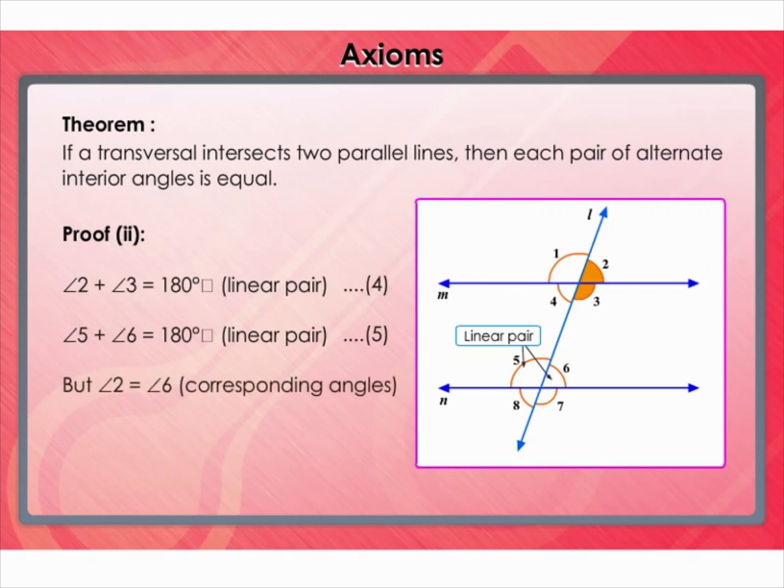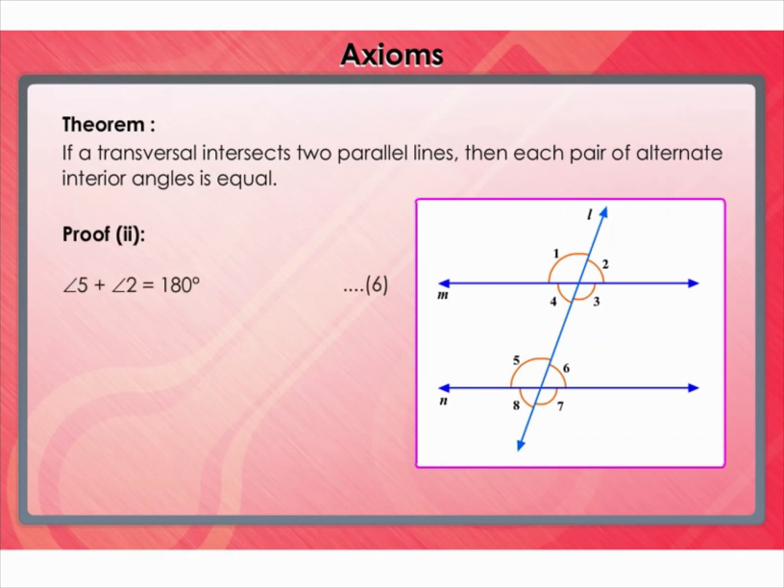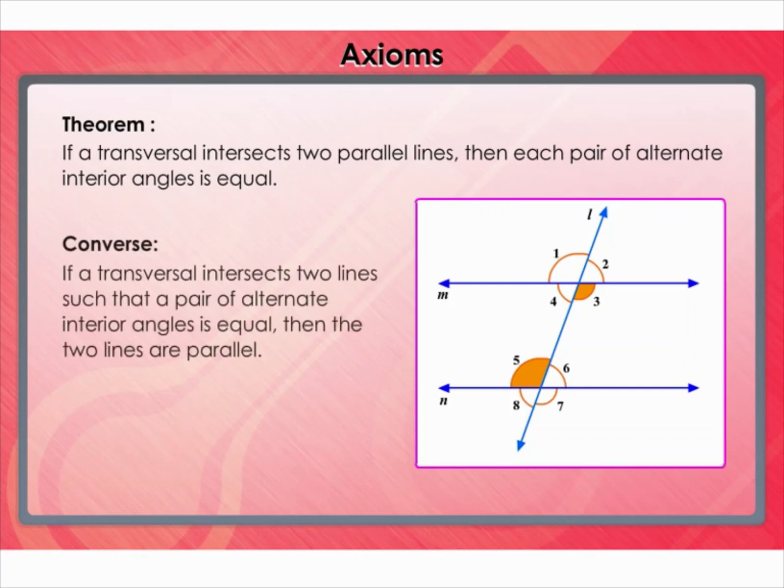Angle 2 is equal to angle 6, since angle 2 and angle 6 are corresponding angles. Therefore, equation 5 becomes angle 5 plus angle 2 is equal to 180 degrees. Consider this equation as 6. From equations 4 and 6 we conclude angle 3 is equal to angle 5. Thus, if a transversal intersects two parallel lines, then each pair of alternate interior angles is equal.